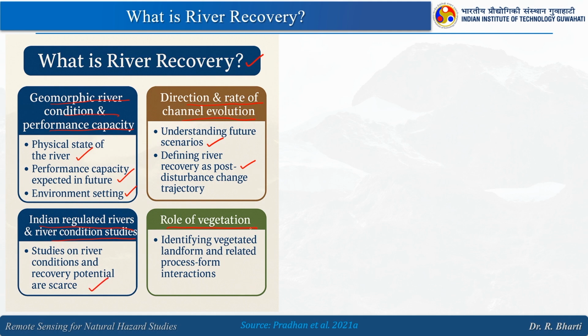Then comes the role of vegetation. Identifying vegetated landform and related process form interaction is very much required to establish the river recovery concept for Indian regulated rivers, right.